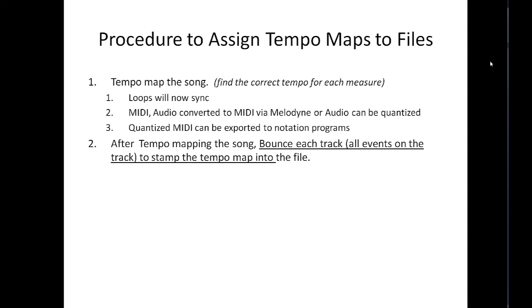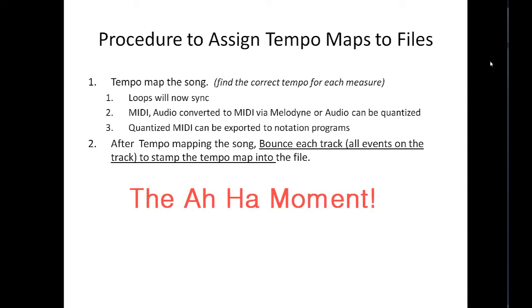And so here's the key to the whole trick: after you've done good tempo mapping of the song, then you can go in and bounce each track, and that's all the events within that track. So if you've done some cutting and slicing of the events in that track, you want to make sure that you grab them all at once when you're doing the bounce and bounce those back together. And when it does that, it will stamp the tempo map. All the individual timings that you have put into the tempo track will be actually recorded into that file, and that file will show you a map status.